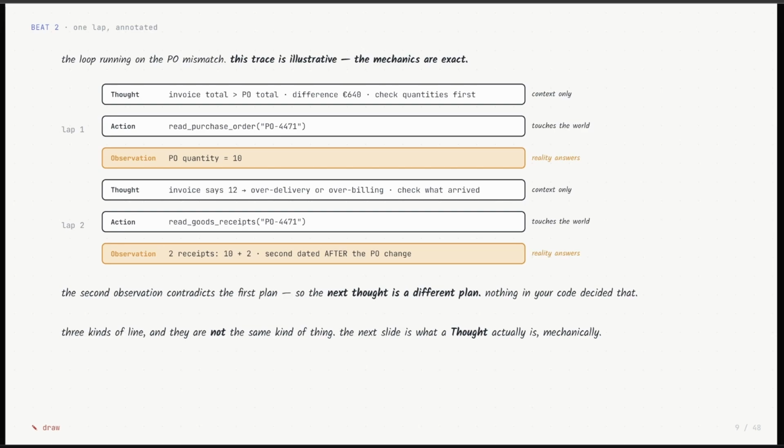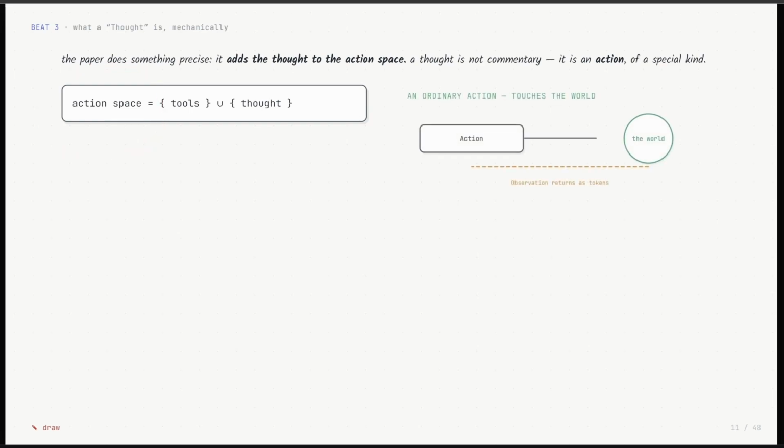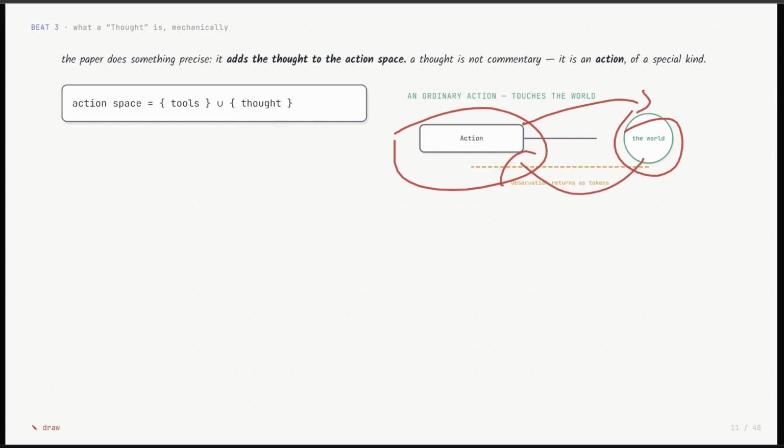Next step would be what is actually a thought here. What could be considered a thought. How would you define an action? And this was actually written in the paper. The way they define an action is that it's the tools plus the thought. There is nothing special at the end of the day. So this is how it would look. You have your action, which asks the world. The world could be an API, it would do a GET request or whatever, and then you would return your answer as tokens. And that's the observation.